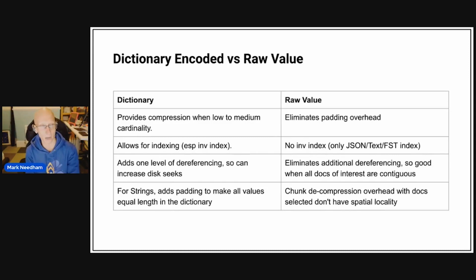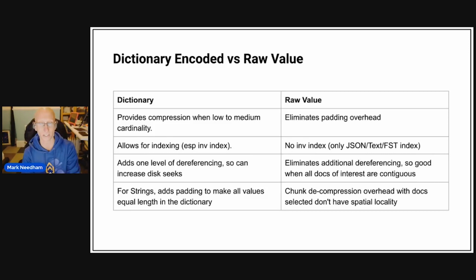It lets you do, for example, inverted index, as far as I know. It only works with dictionaries, but it adds a level of dereferencing, so it can increase the disk seeks. And then if we've got strings, it adds padding to try and make all the values equal length. So if you're using strings, it may actually be better to just go for the raw value. From the raw values point of view, it eliminates padding overhead.